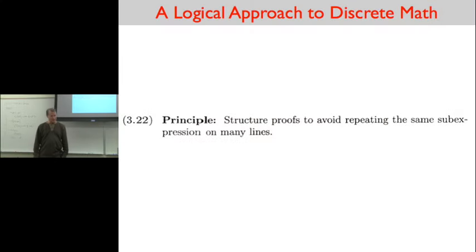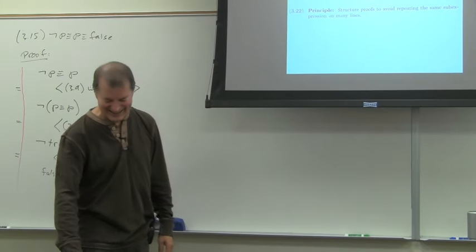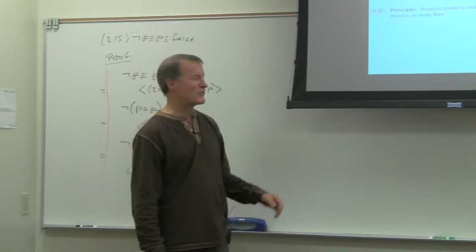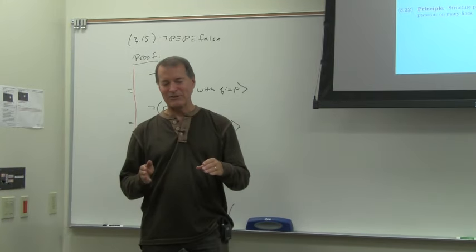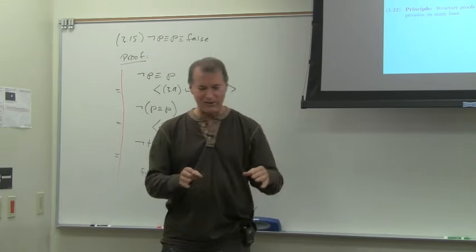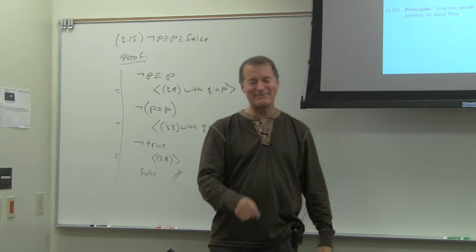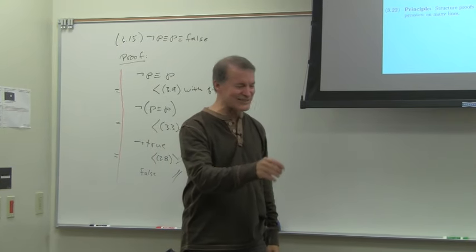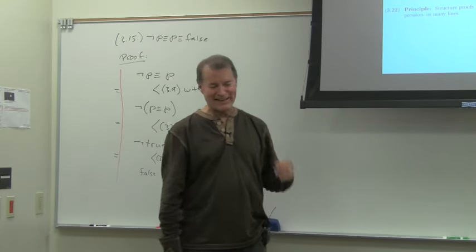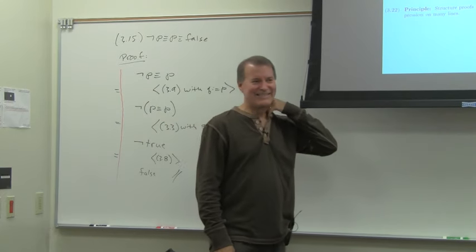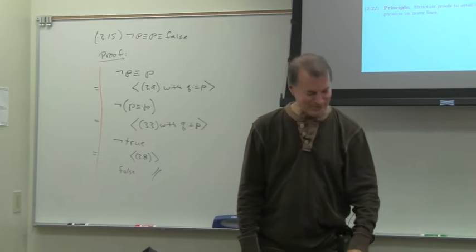And this is stated in the following. Structure proofs to avoid repeating the same sub-expression on many lines. Okay? So here it is, all spelled out. And I don't know why there are some people who never can get over this very first thing. And they always do equivalence, and they carry that stuff down. And I always would mark on the video, use 3.22, for instance. And some people never get out of the habit. So anyway, I encourage you to use principle 3.22.